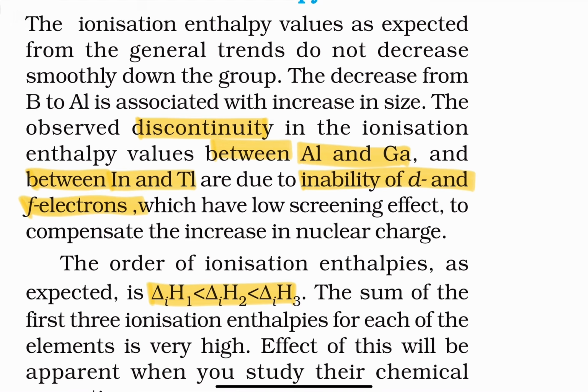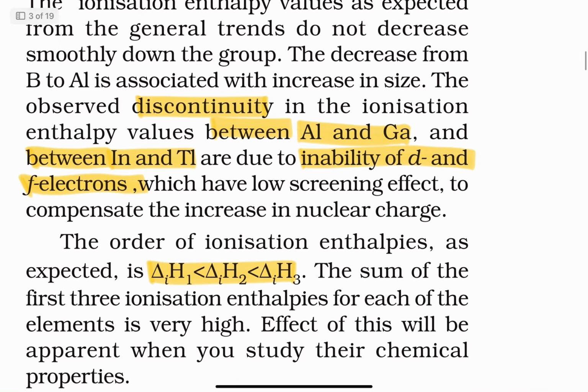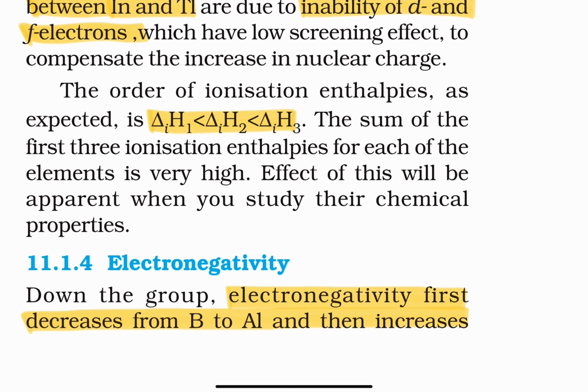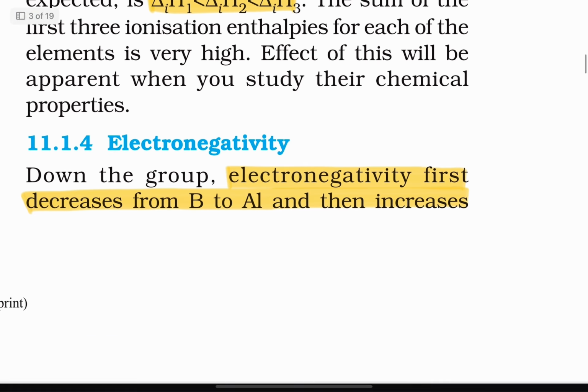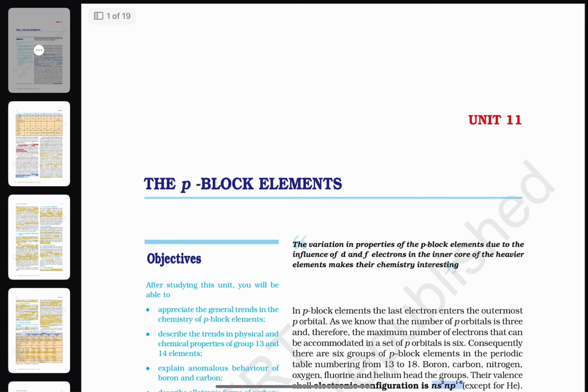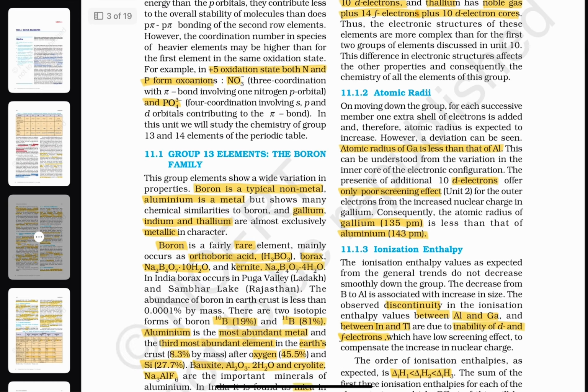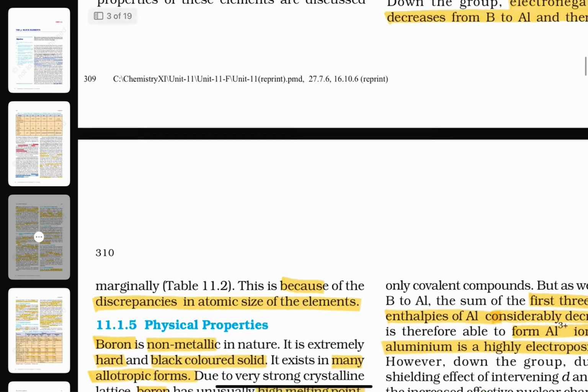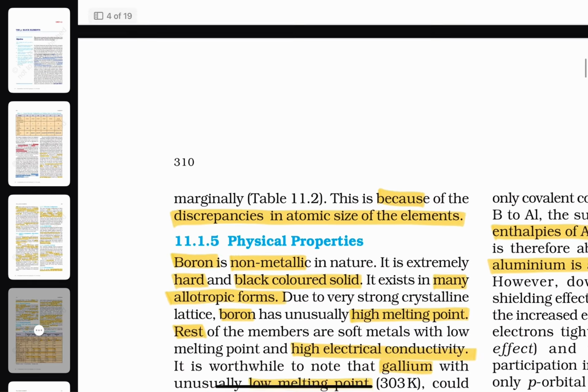Ionization enthalpy. The observed discontinuity in the ionization enthalpy values between aluminum and gallium and between indium and thallium is due to the inability of d and f electrons to shield, because of low screening effect. Point: the order of ionization enthalpy is as expected. H1, H2, H3 if you are having, H3 is always greater. Electronegativity first decreases from boron to aluminum, then it increases.